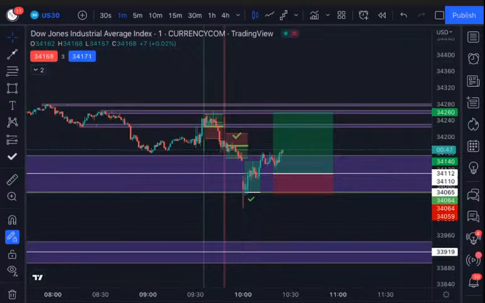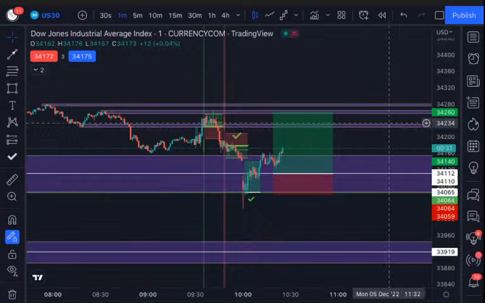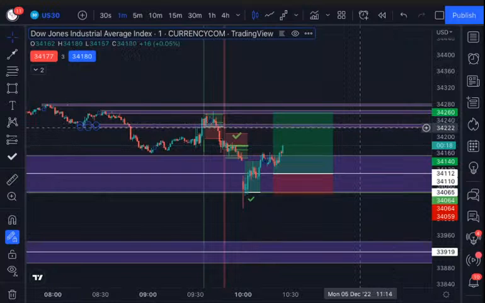See what the market does. Stay with those 10 points. Easy 10 points right there. Now it should go all the way up to the next level. If we can get that, that'll be dope. And 34223.